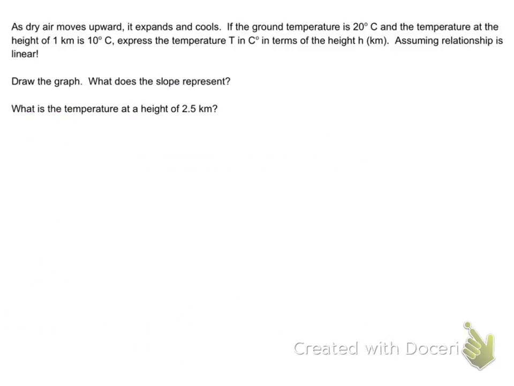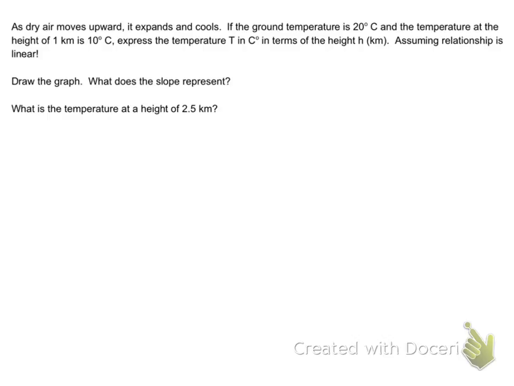This one, same thing. I'm not going to actually graph it. But what does the slope represent? When you get to the height of 2.5 kilometers, what's the temperature? As dry air moves upward, it expands and cools. If the ground temperature is 0 degrees Celsius and the temperature at the height of 1 kilometer is 10 degrees Celsius, express the temperature T in Celsius in terms of the height h in kilometers. Assume this relationship is linear. That helps things out.